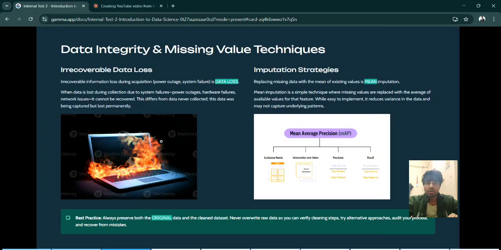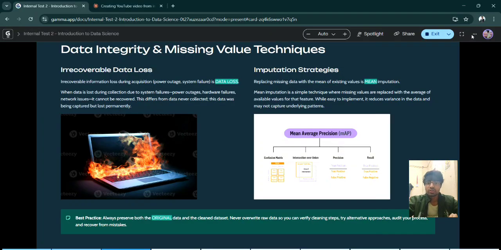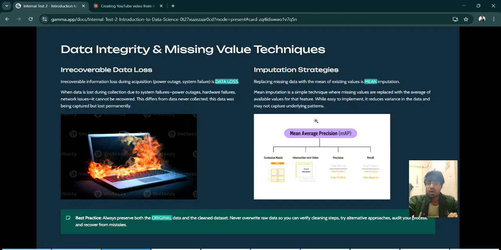Now question number four: irrecoverable information lost during a power outage is called blank. So the answer is data loss, missing data or data corruption. This is different from data that was never collected. This is data that was collected but got lost permanently due to system failure, power outage, hardware crash or network failure. Once it's gone, it's gone forever. You can't recover it. This is why redundancy and backup systems are so important.